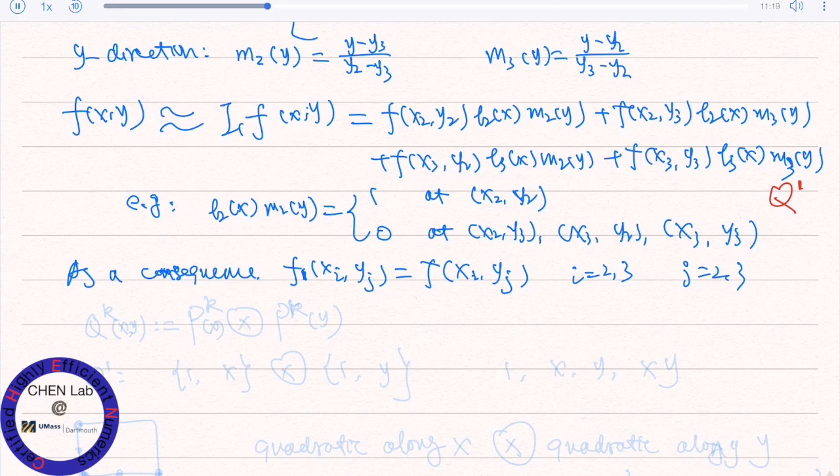So the Qk would be a Pk tensor product with a Pk. In the Q1 case, this is for the 2D function. Then you're going to have your 1 and x with your 1 and y, which will give you 1, x, y, and x times y. Those are the bases for your Q1 space. It's a space that has those functions.